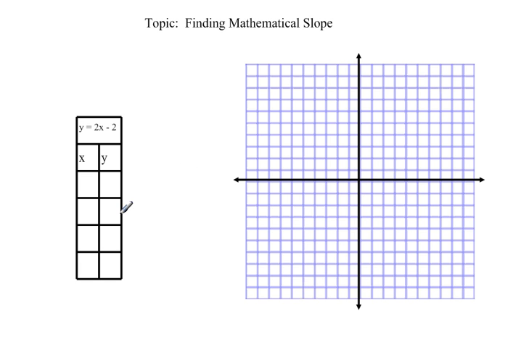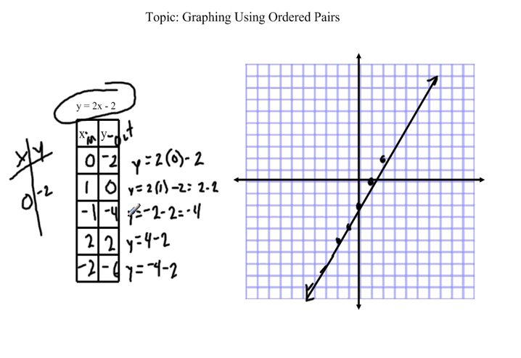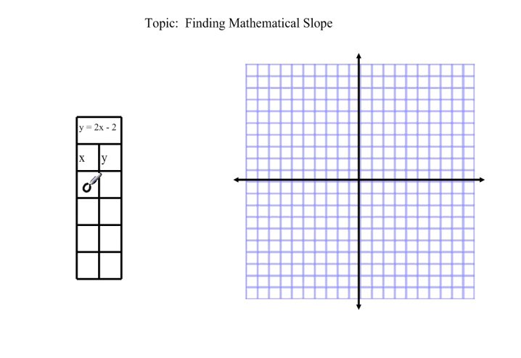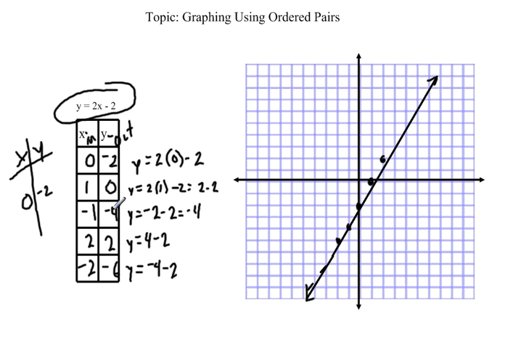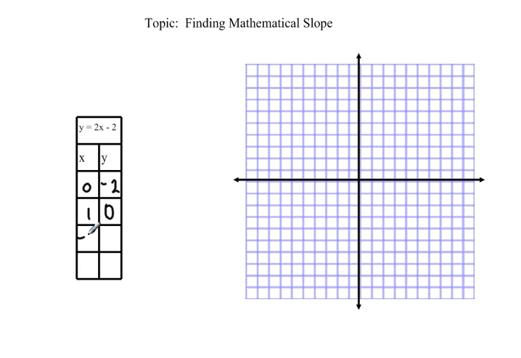Right, next example is finding mathematical slope. Now, once again, on this, we had already filled in our values here. So when you're finding mathematical slope, let's put the 0, -2 back in. Let's put the 1, 0 in. -1, -4. And 2, 2. We'll just stick with those four. When you're finding mathematical slope, what you're finding is the steepness of that line.